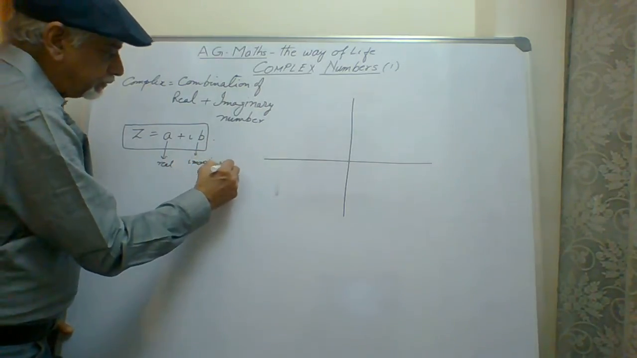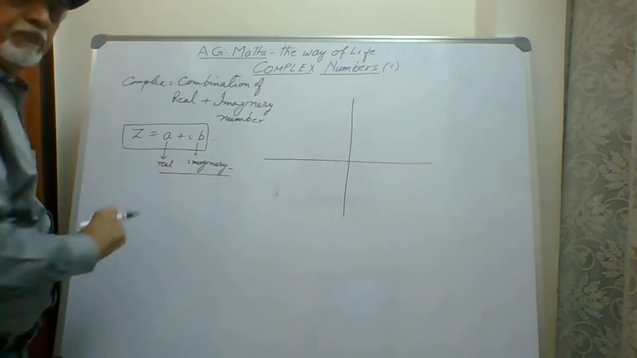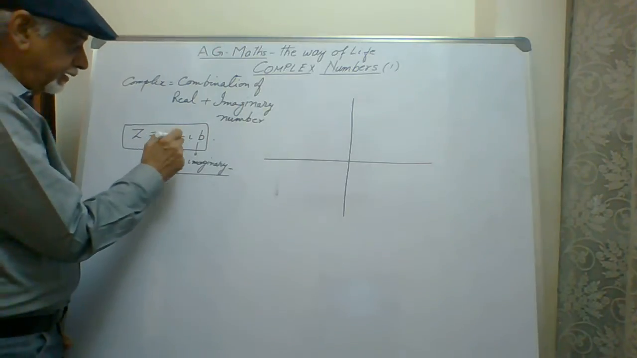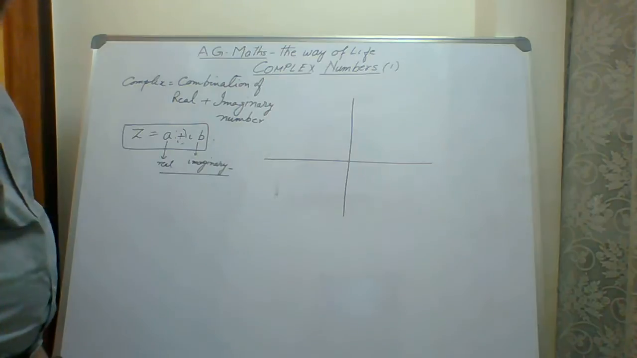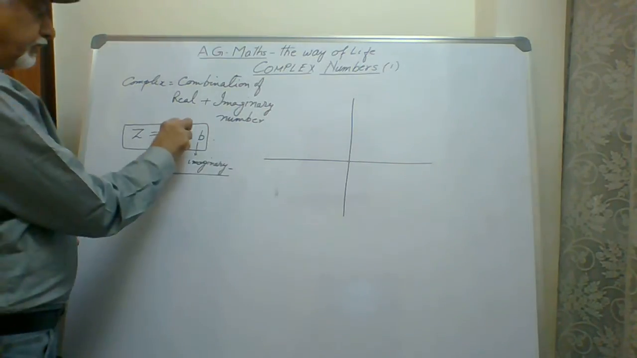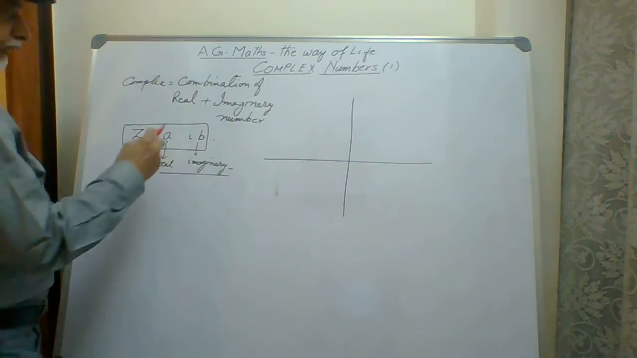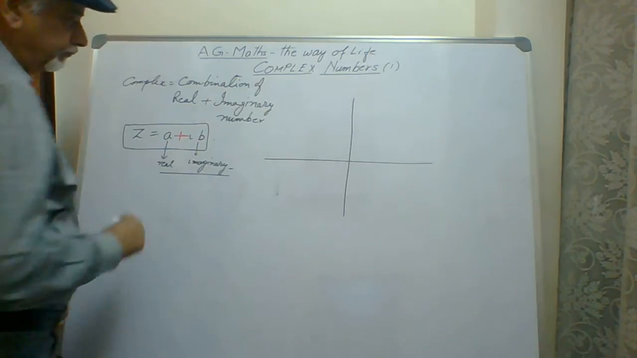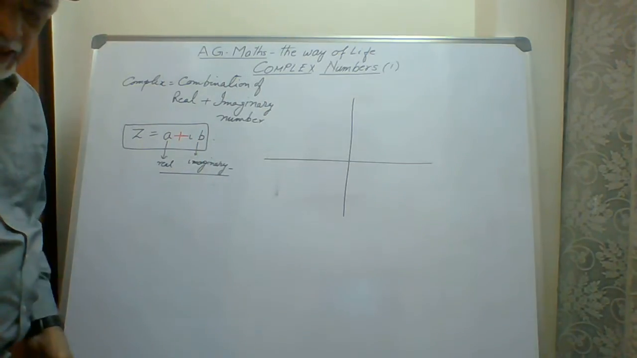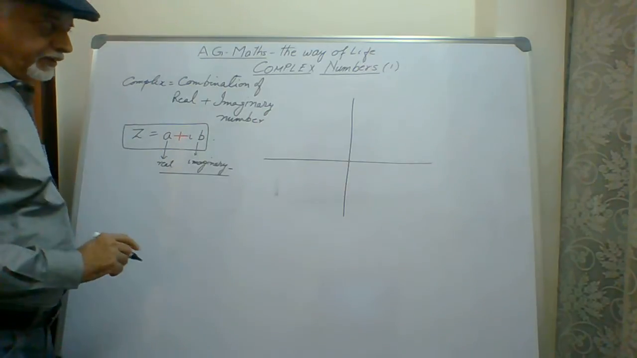Now I am trying to explain to you how a plus ib is called a single number, which is a complex number. It doesn't mean addition. This symbol of plus here does not mean your addition. I write this with red ink. Don't ever call this addition. It is a combination. I mean to say a combination of a real number with an imaginary number.